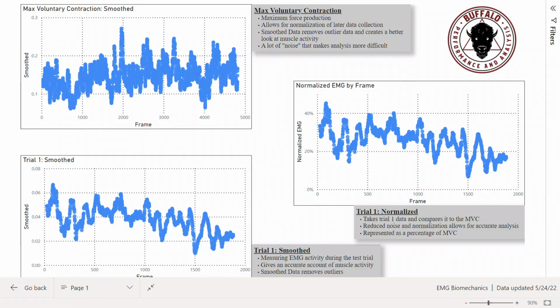By utilizing normalized data, we're able to get the best of both worlds. By using the smooth data from the trials and the MVC, as well as removing the outliers and the noise, we're able to get an accurate look of how much muscle activity is being used during the dynamic trials. Now let's go and take a look at some of the raw data that we used and collected for this study.